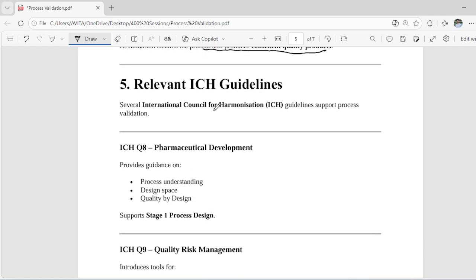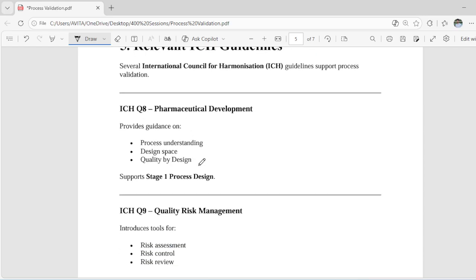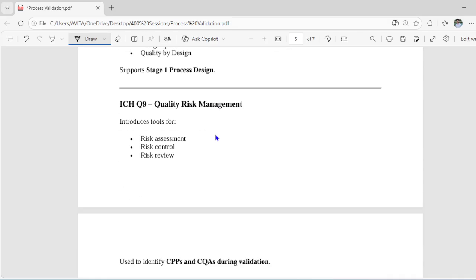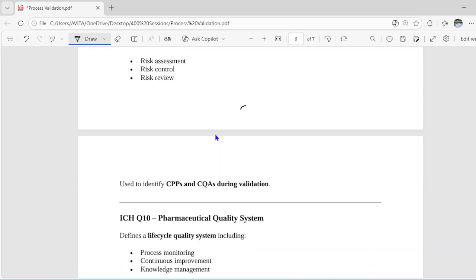Then we have the relevant ICH guidelines. Here we have ICH Q8, pharmaceutical development, which provides guidance on process understanding, design space, and quality by design. This supports stage 1, process design. Then we have ICH Q9, quality risk management, which introduces tools for risk assessment, risk control, and risk review, used to identify the critical process parameters and critical quality attributes during the validation.